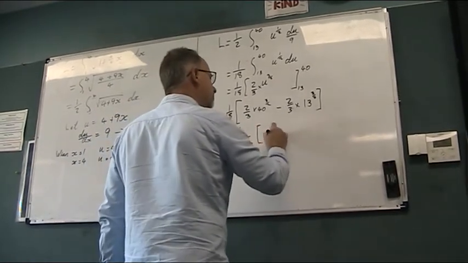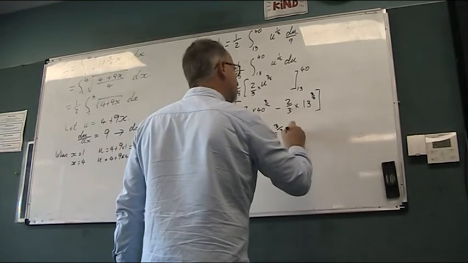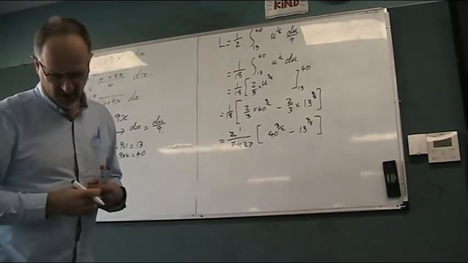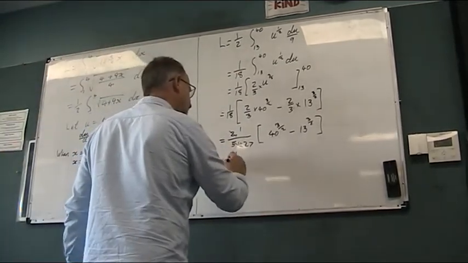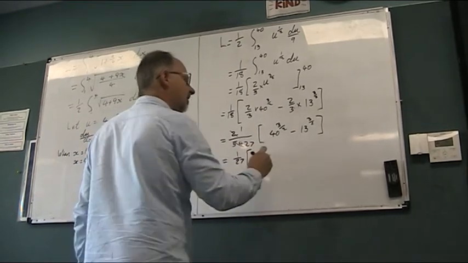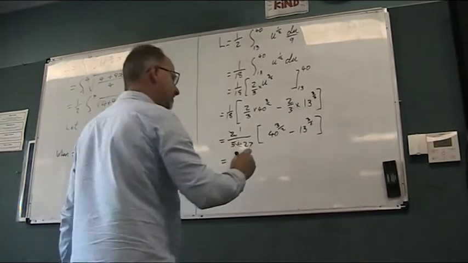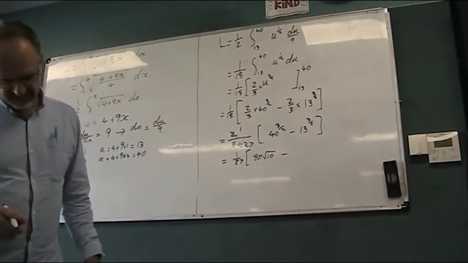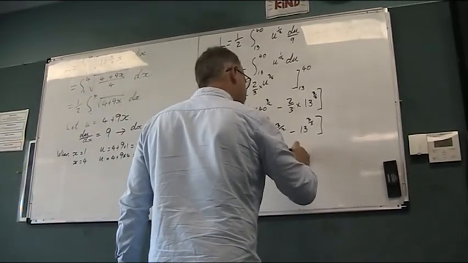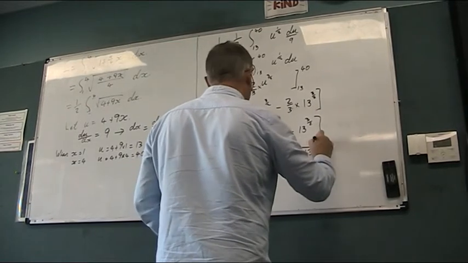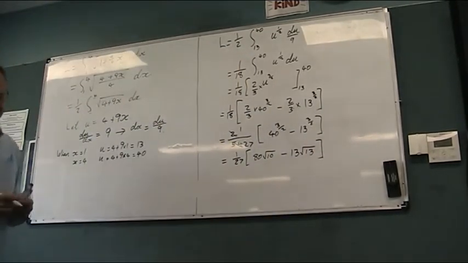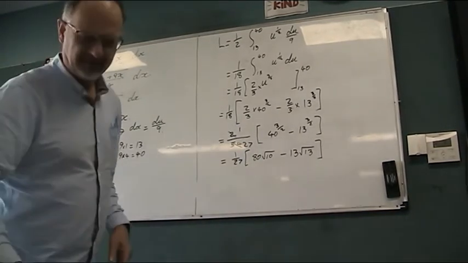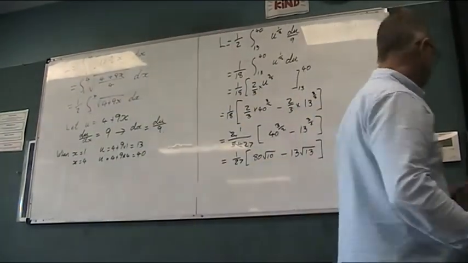And now we've got 40 to the 3 over 2 minus 13 to the 3 over 2, which apparently, because I've prepared one earlier, 40 to the 3 over 2 becomes 80 root 10, and 13 to the 3 over 2 becomes 13 root 13. So that's for a bit of fun.